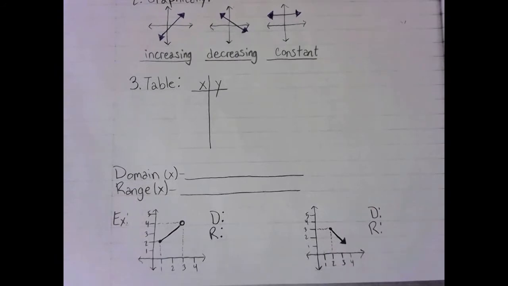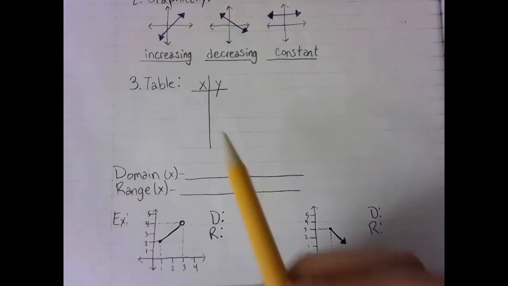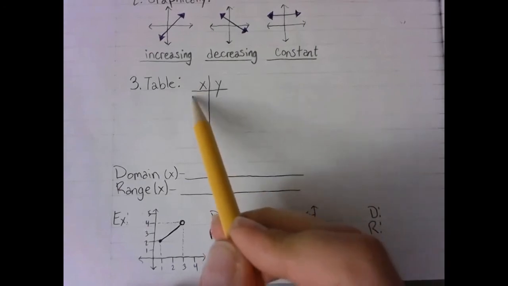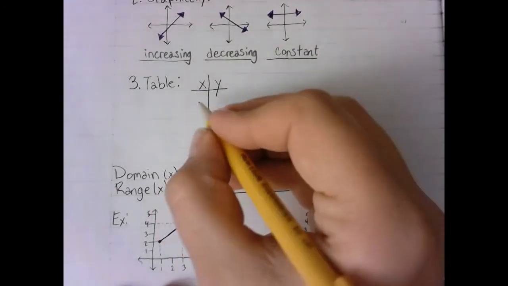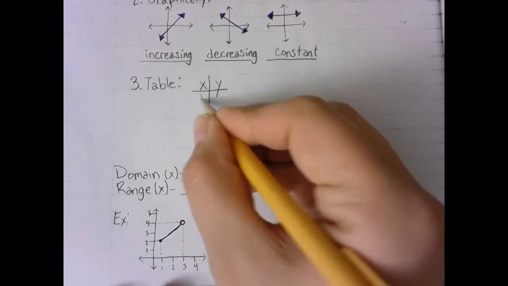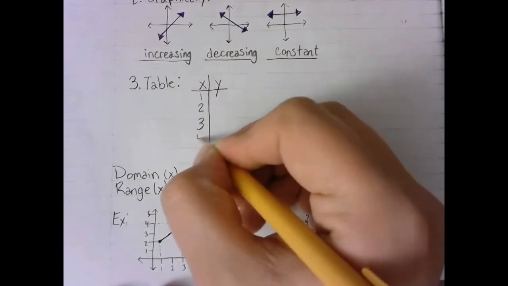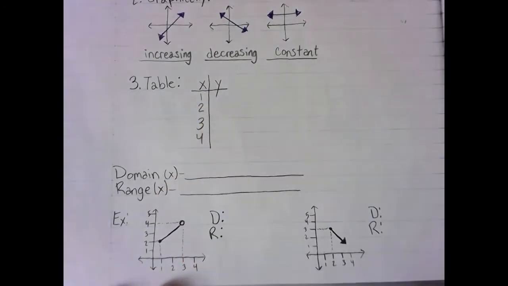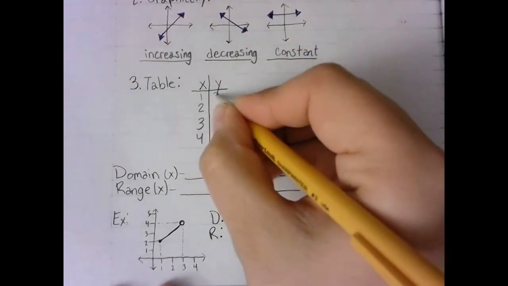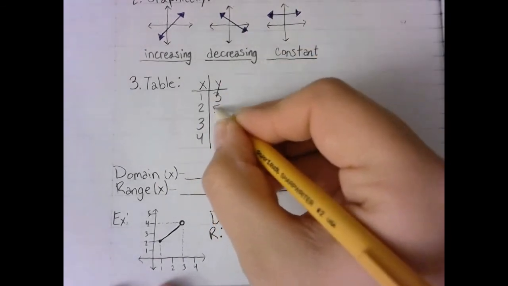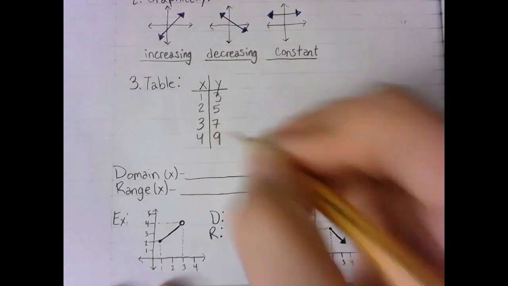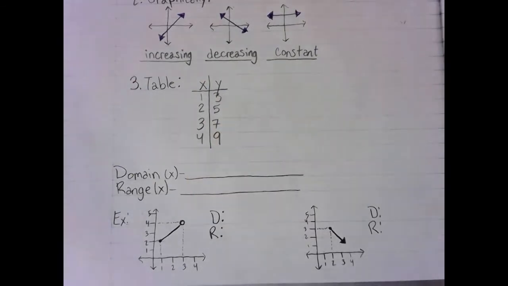Okay, our third representation for a linear function is a table. So we would like to put our x's on the left and our y's on the right. So let's do an example. Let's say our x's are 1, 2, 3, 4. Let's say our y's are 3, 5, 7, 9. And yes, that's the 3 hiding under my y.